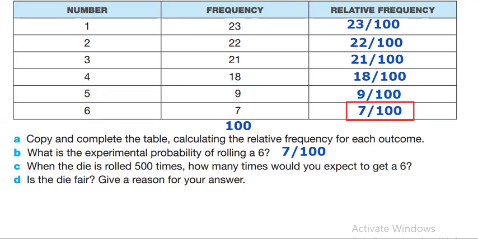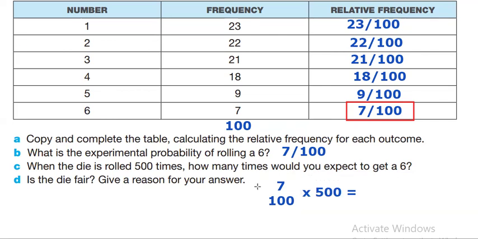So basically here, we got the 6 7 times, and the experimental probability is 7 over 100. What happens if we roll it 500 times? So basically, we just take this fraction and multiply it by 500. So I'm going to take 7 over the 100, like this. And then multiply it by the 500, and I will get the answer for this question.